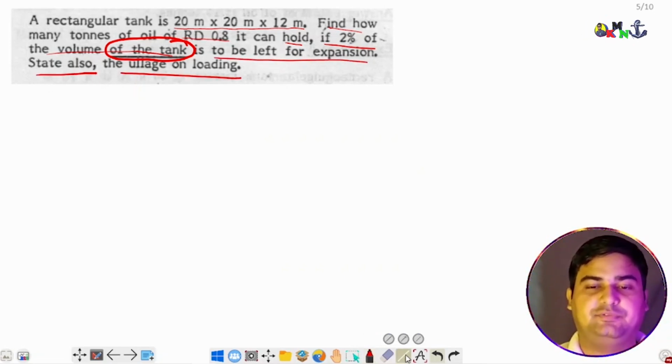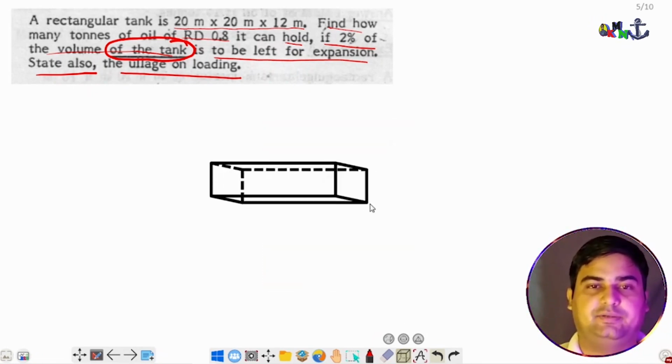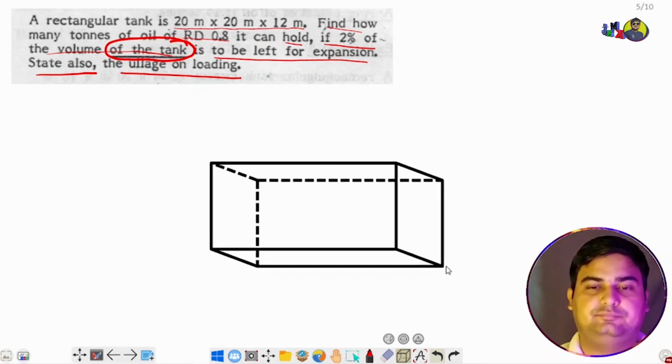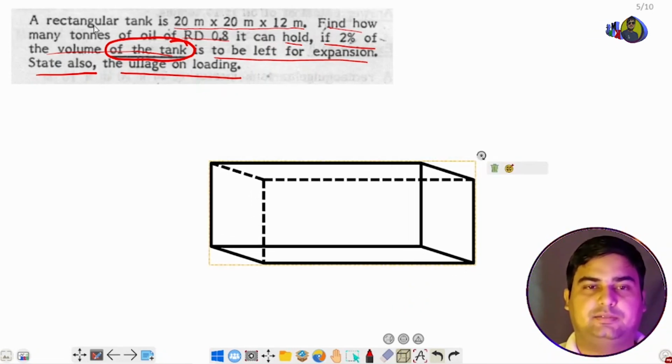So same as the previous question, we will first draw the diagram. This is our rectangular tank. It does not have an ullage pipe or anything. It is not saying any ullage pipe is there. Only 2% of the volume of the tank is to be left for expansion.